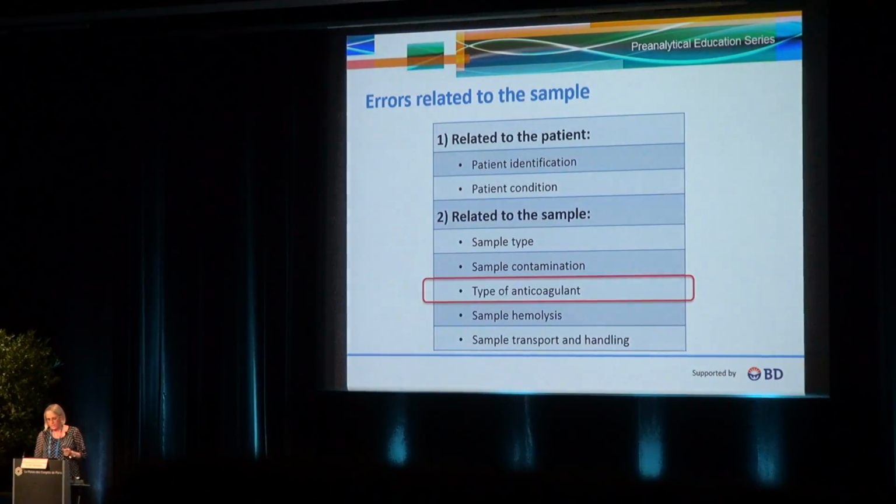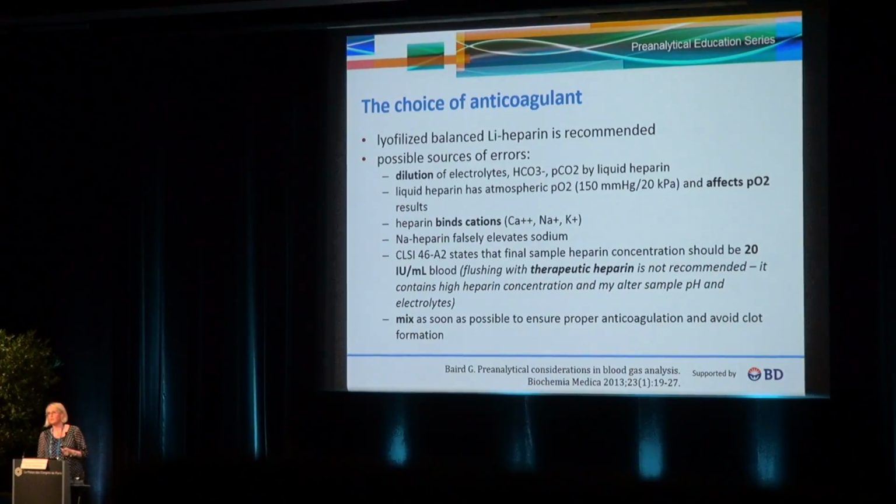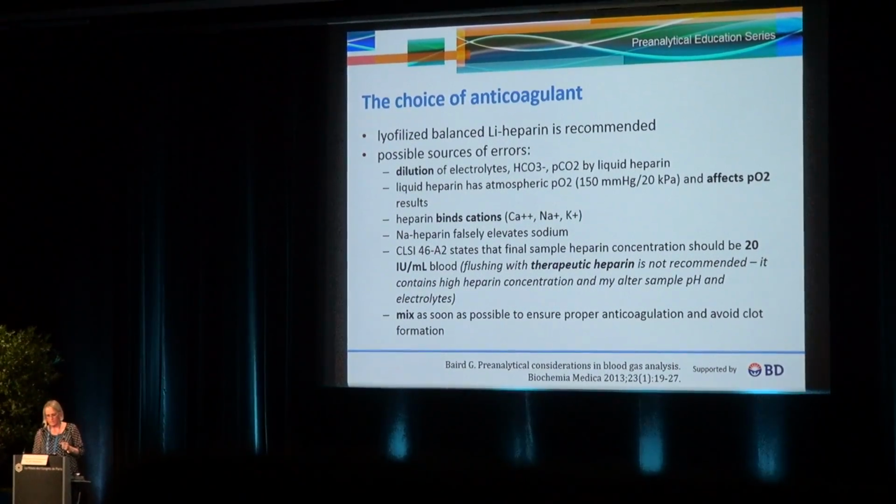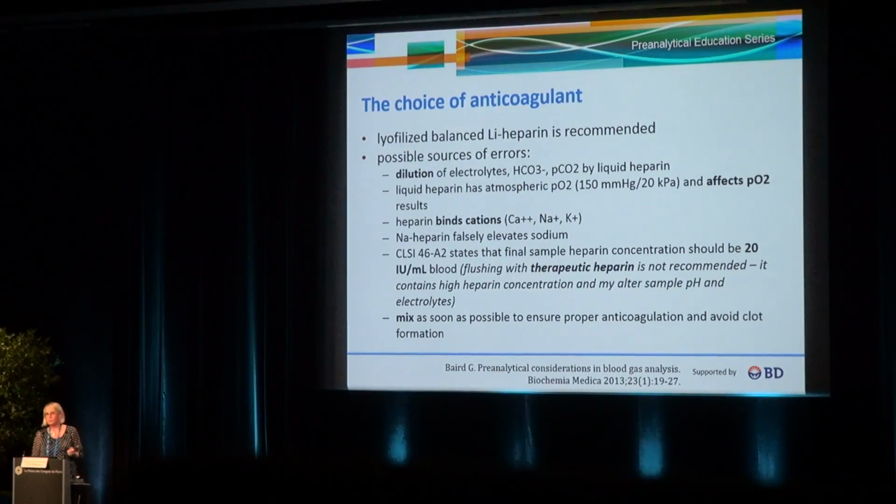Type of anticoagulant. The choice of anticoagulant has also been recommended by CLSI guidelines, and basically what we should be using is lyophilized, balanced lithium heparin. Why lyophilized? Because liquid heparin will dilute your sample, and you don't want to dilute your parameters. Why balanced? Because heparin is negatively charged, and heparin binds cations. And cations are in your sample: calcium, sodium, potassium.